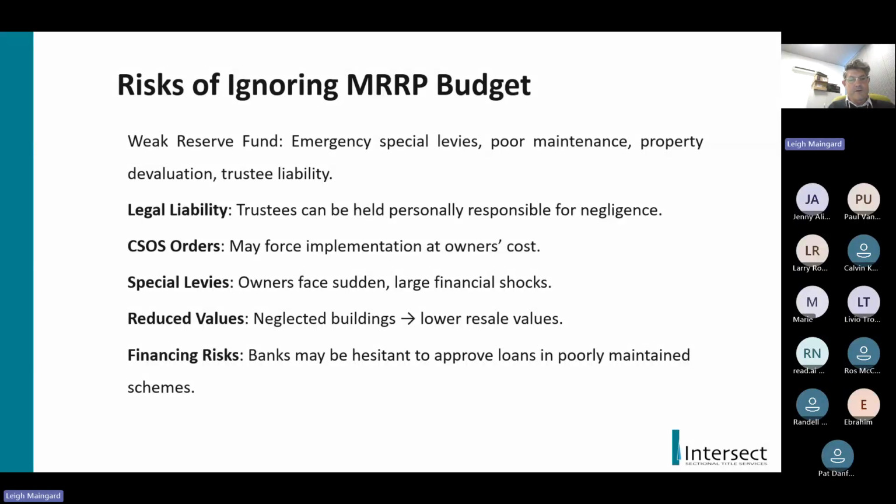Reduced values, lower resale values, ultimately you're losing out on your assets, your fixed asset, especially if you bought it as an investment and you might have a tenant in there. And then on the financing risk, from an owner perspective, is that banks might be very hesitant to approve loans in poorly maintained schemes, which means that if you want to sell out of the scheme, you might actually not be able to do that because the bank's not prepared to provide financing for the purchaser.